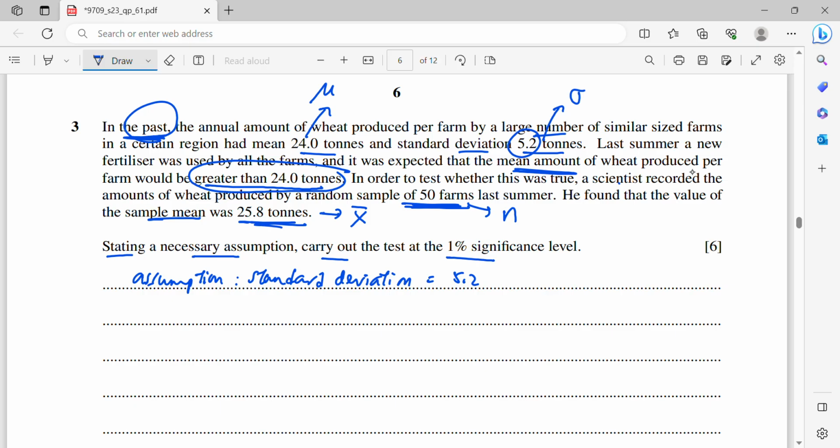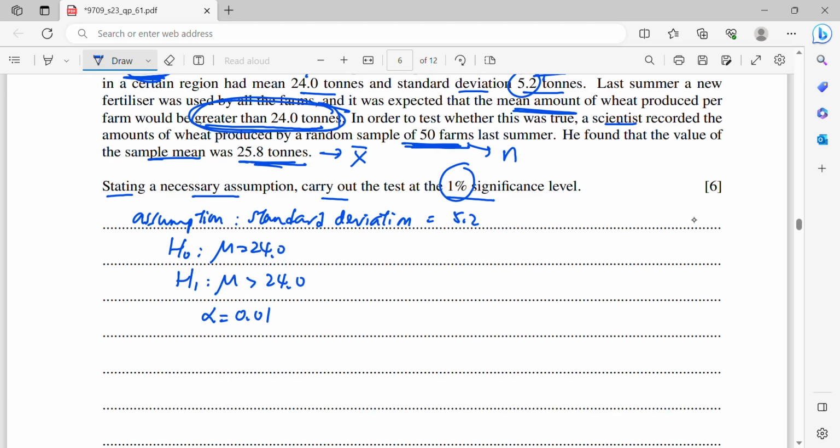Alright, so now from here this is hypothesis testing regarding the mean. Your H naught is mu equals 24.0. And then since the scientist suspects it will be greater than 24.0 tons, that is your H1: mu is greater than 24.0. And then you are testing this at 1% significant level, so alpha equals 0.01. Now, from the question, you are given the population standard deviation, right? So it will be normally distributed, which means that we are going to use a z-test.